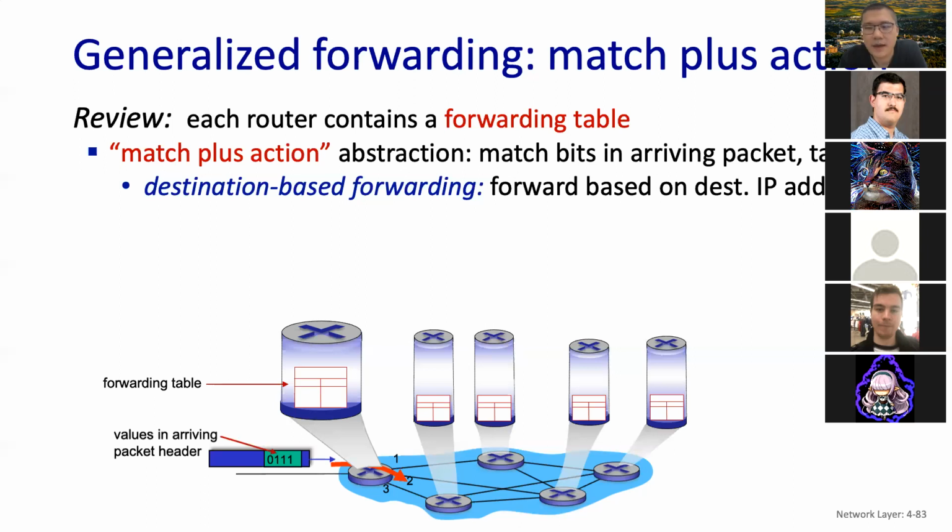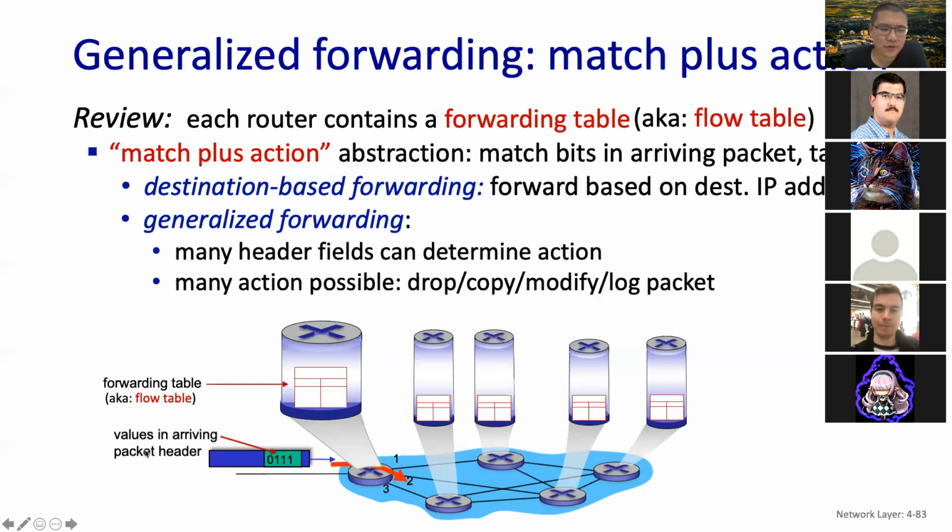output link, right? Let me change my laser pointer. For example here, you still remember previously we matched the IP address, for example 011, and based on the forwarding table we forwarded it to output link two. This is just destination-based forwarding. So we have a more generalized forwarding idea.